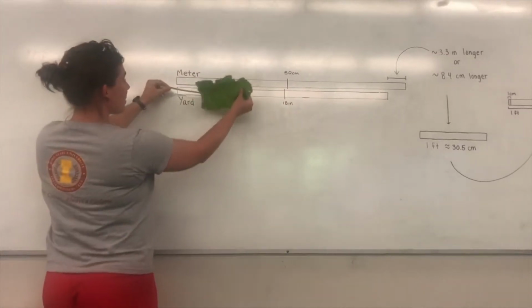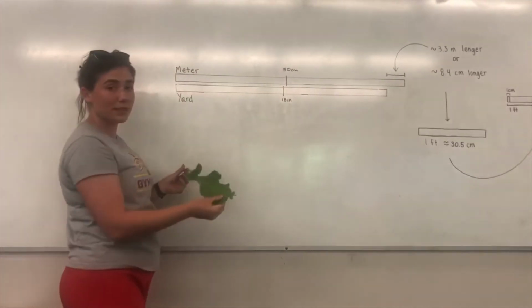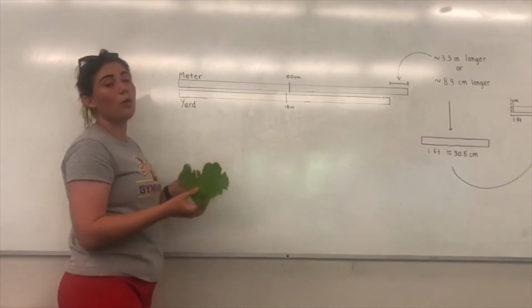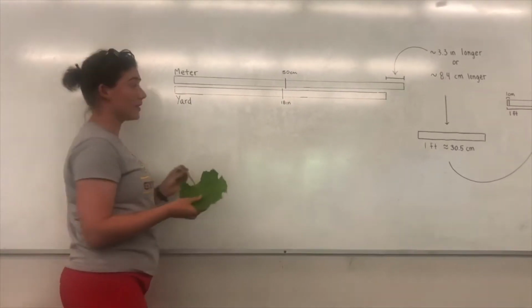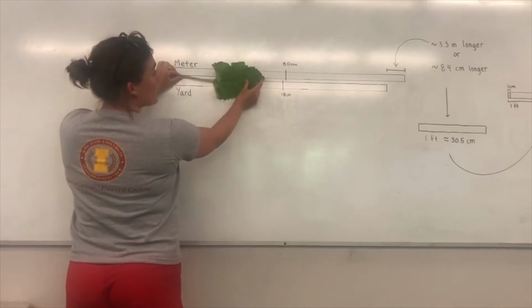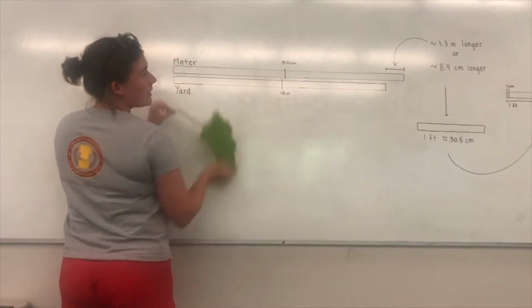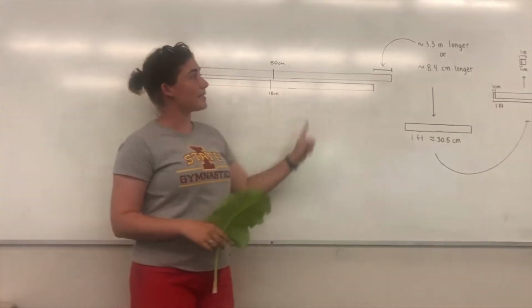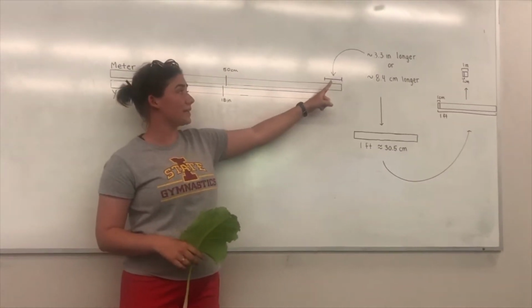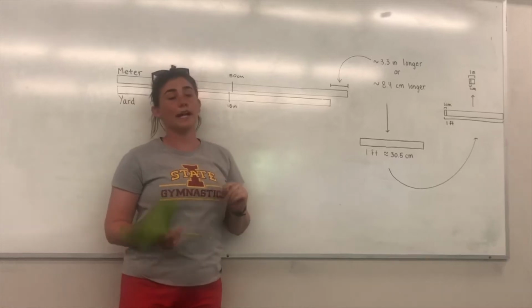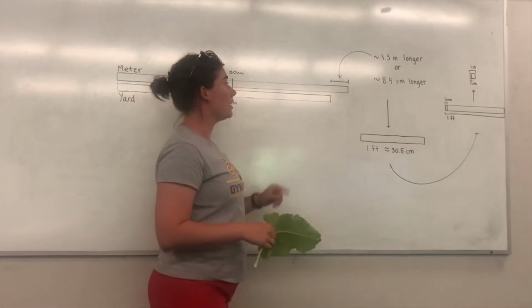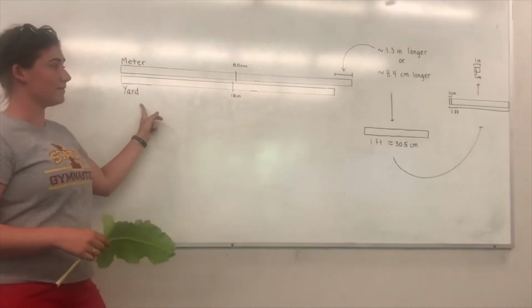If you were to put the burdock leaf, which is approximately 15.5 inches or 39.5 centimeters, on the stick, you can see the difference in the rulers. This is because a meter stick is approximately 3.3 inches longer, or 8.4 centimeters longer, than a yardstick.